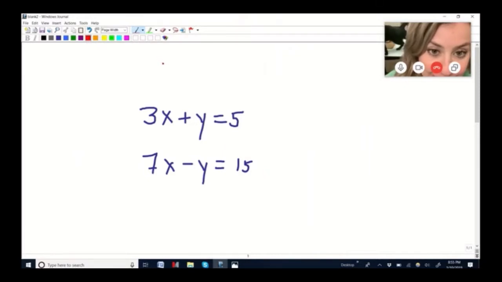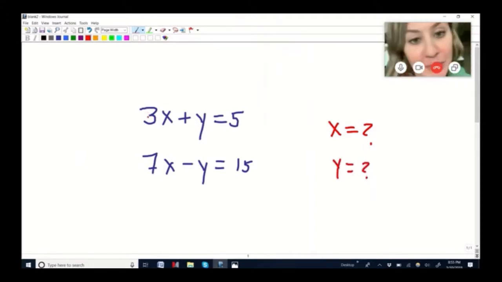So basically, there are three different ways to solve this. And when we say solve it, we want to figure out what x is and what y is. To translate this into layman's terms, it's 3 times some number plus some other number equals 5. And 3 times that same number, minus that other number, equals 15. So it's almost like they're giving you clues and you have to be a detective to figure out what x is and what y is.